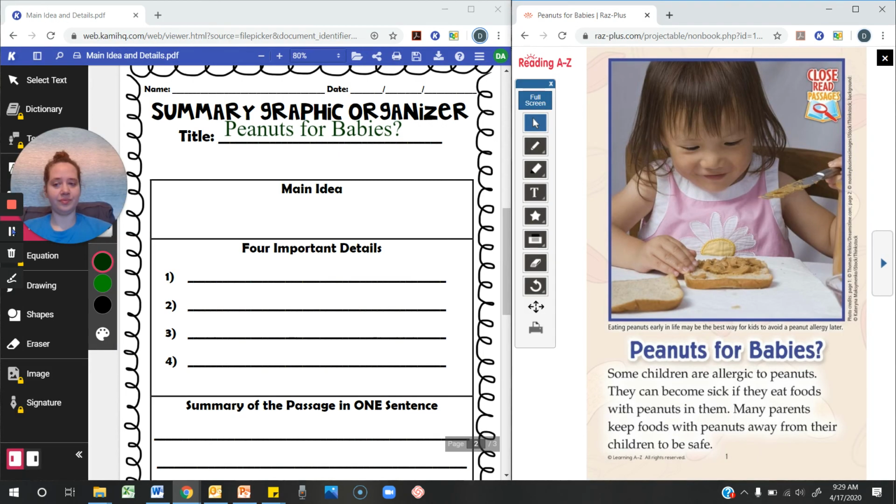All right, girls. So for today's task, you're going to first write the main idea and try to find between 3 and 4 supporting details that tell us that this is really what the text is about. Then summarize the passage in one sentence.